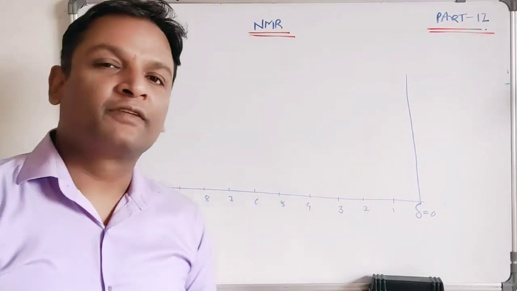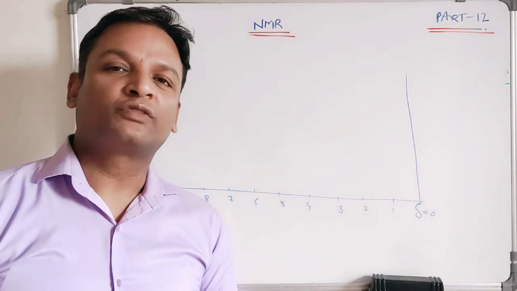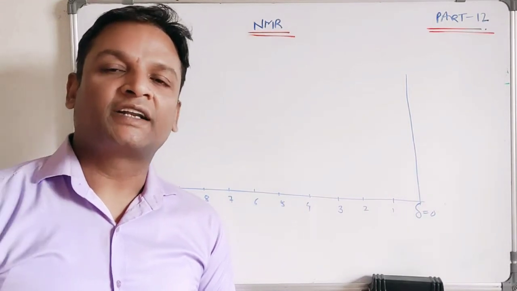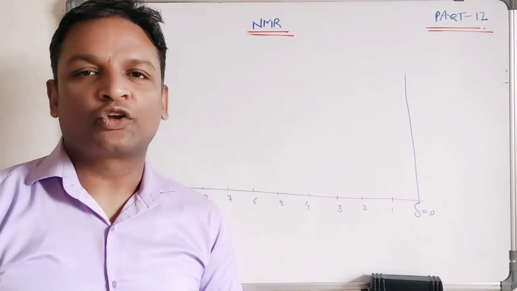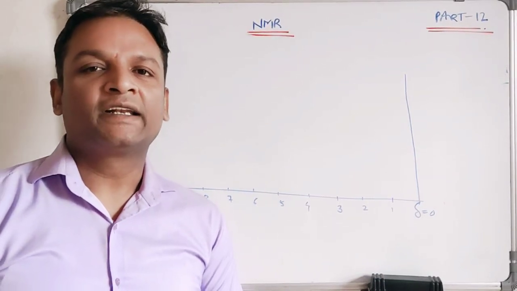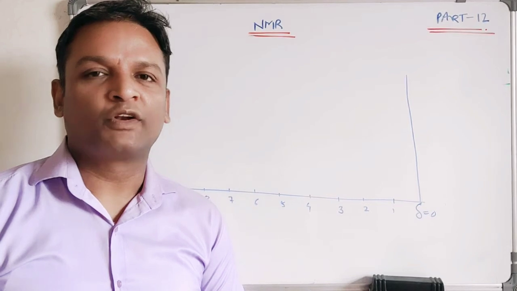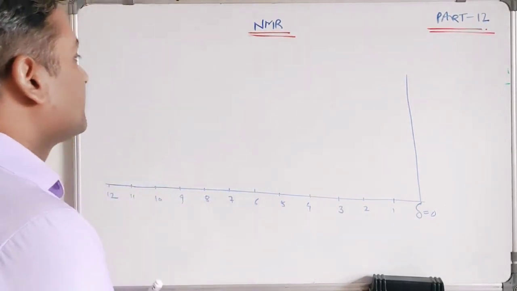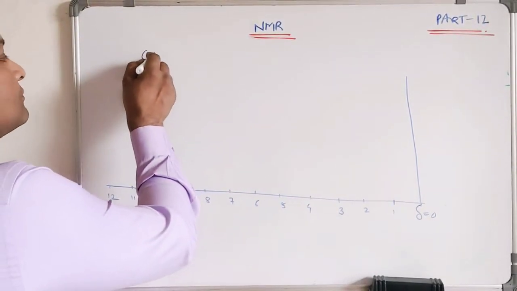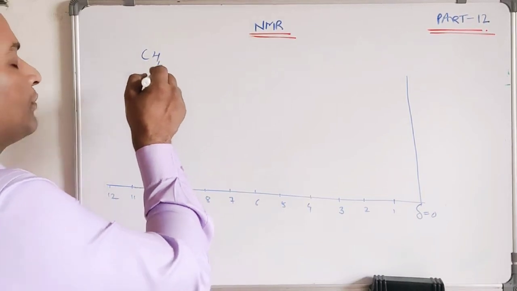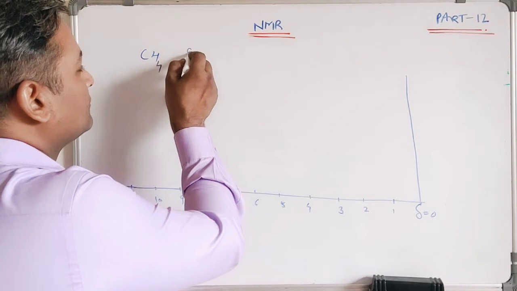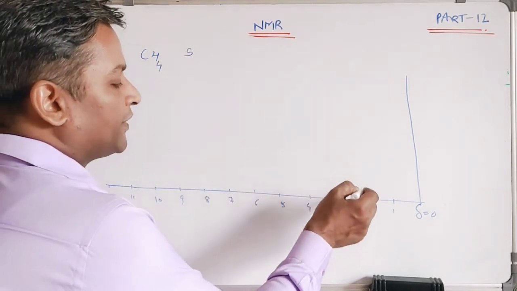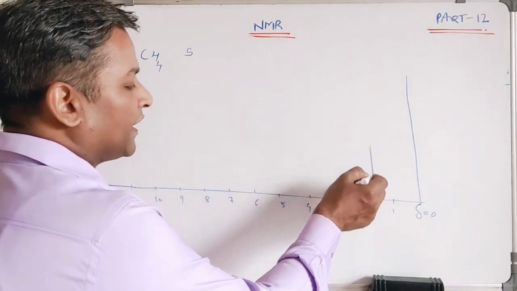Before discussing the structural isolation of different compounds with the help of the spectral data, we simply try to find out how the simplest molecules will appear in NMR spectroscopy. Suppose I start with methane. What will be the spectrum of methane? Methane will show a singlet, and it will appear somewhere between 1 and 2.